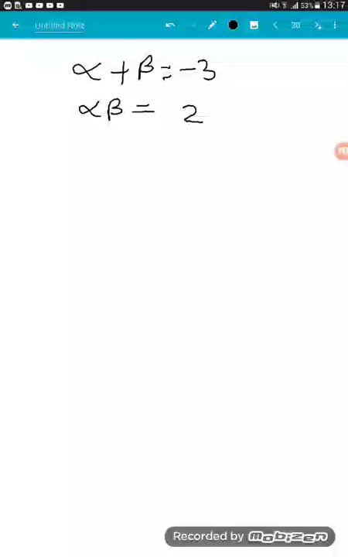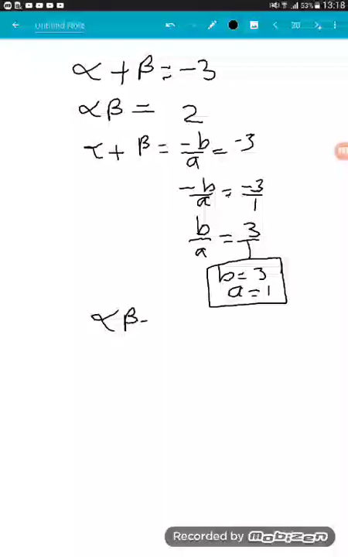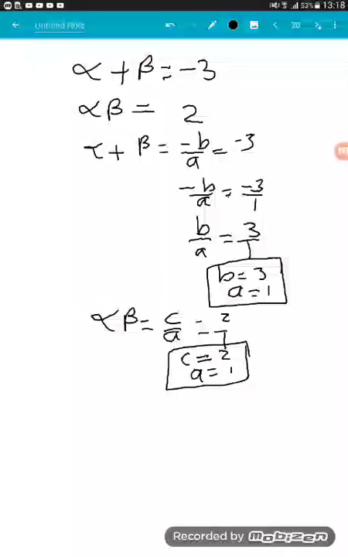Now we will write alpha plus beta is nothing but minus b by a equal to minus 3 they give, minus b by a equal to minus 3 by 1. So b by a is nothing but 3 by 1. So b equal to 3, a equal to 1. Now we will check with c by a. Alpha beta equal to c by a equal to 2 by 1, and c equal to 2 and a equal to 1. So now we will put it in the equation.